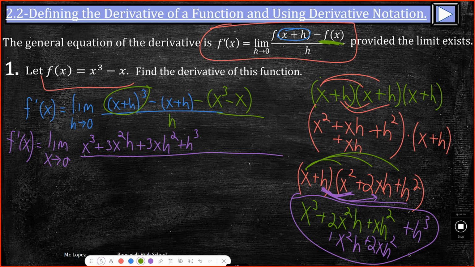I'm going to simplify this one some more. This is going to be negative 1 times x is negative x, negative 1 times h is negative h. I'm also going to distribute this one, and that's going to be negative x cubed. Minus times a negative is a positive x, over h.